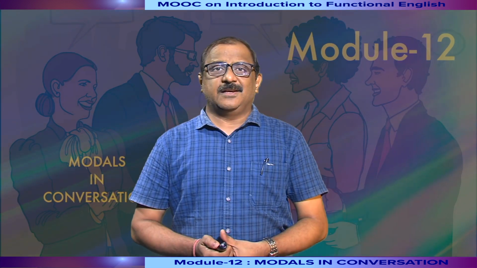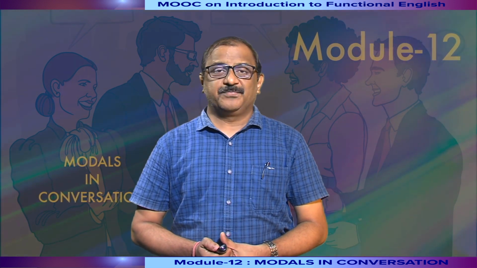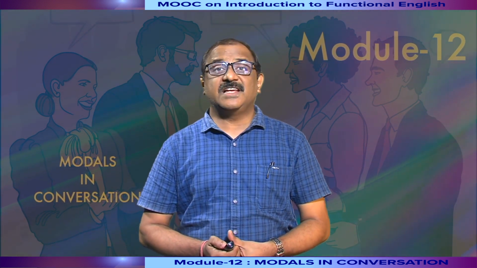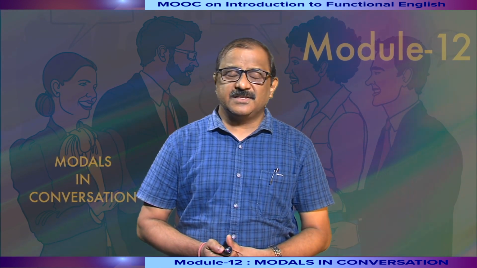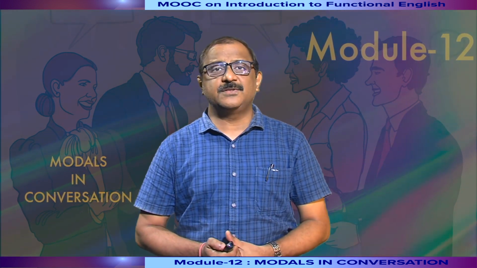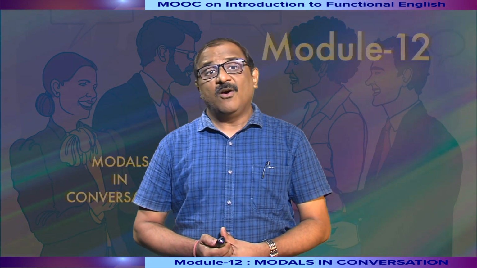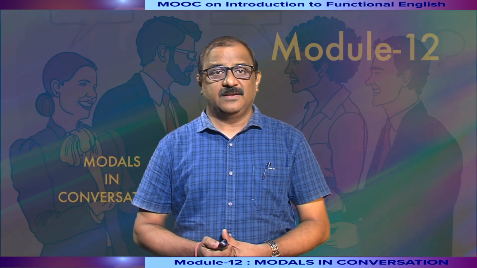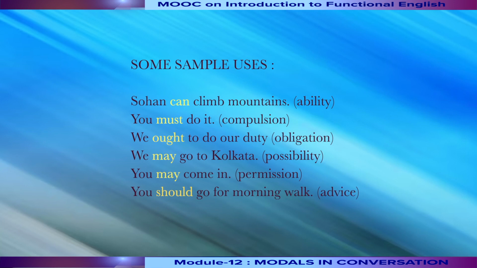Okay, friends, let us see. Let us take some sentences as sample uses of modal auxiliaries and what they mean in those sentences. Okay. Sohan can climb mountains. Which is the modal auxiliary? Right, can. Okay. What does it denote? Ability. You must do it. Must denotes compulsion. We ought to do our duty. What does it denote? Obligation.